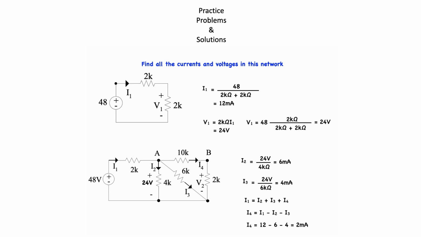The voltage of V2 is then V1 minus the voltage drop across the 10K ohm resistor, which is the resistance times the current through it, I4, or 10K times 2 milliamps. So V2 is 24 minus 10K times 2 milliamps, which is 4 volts.